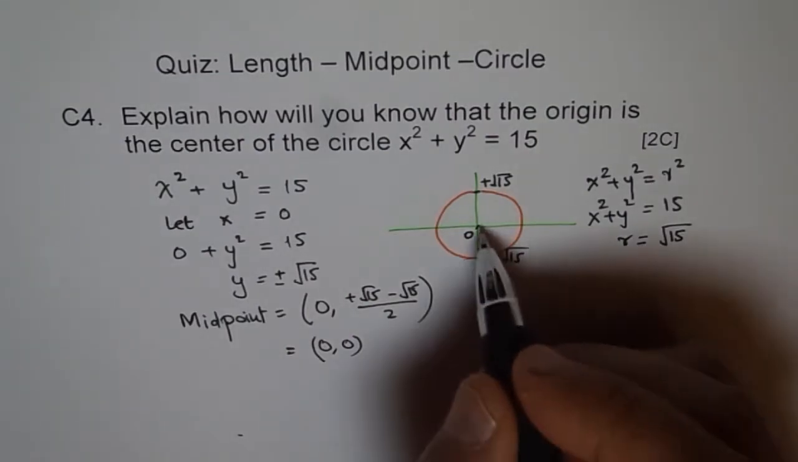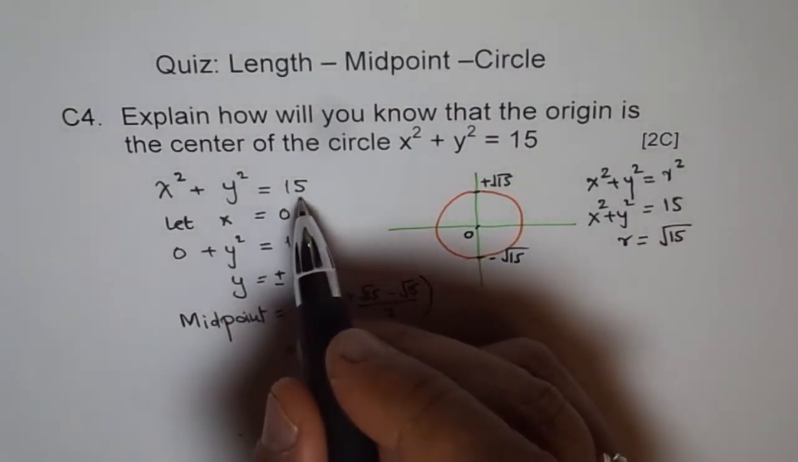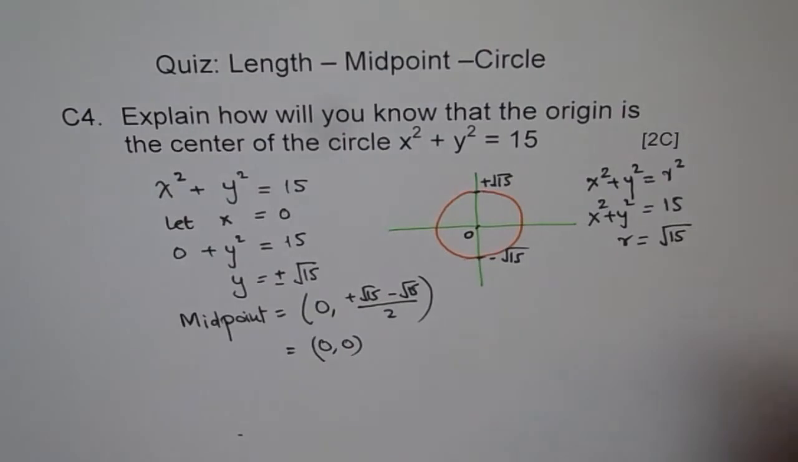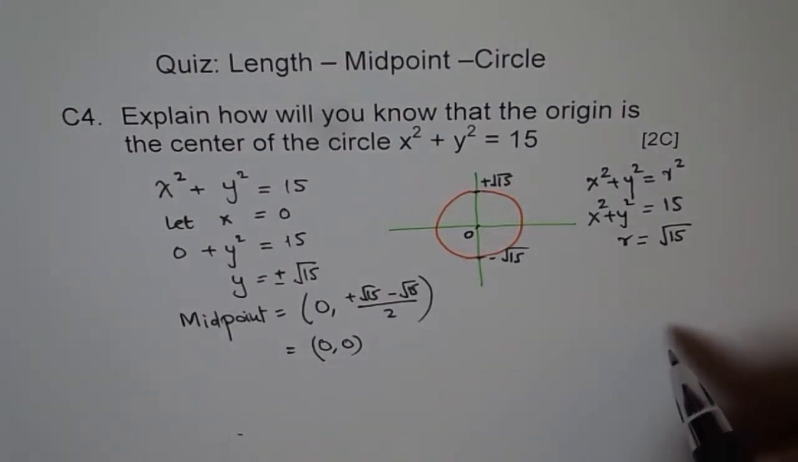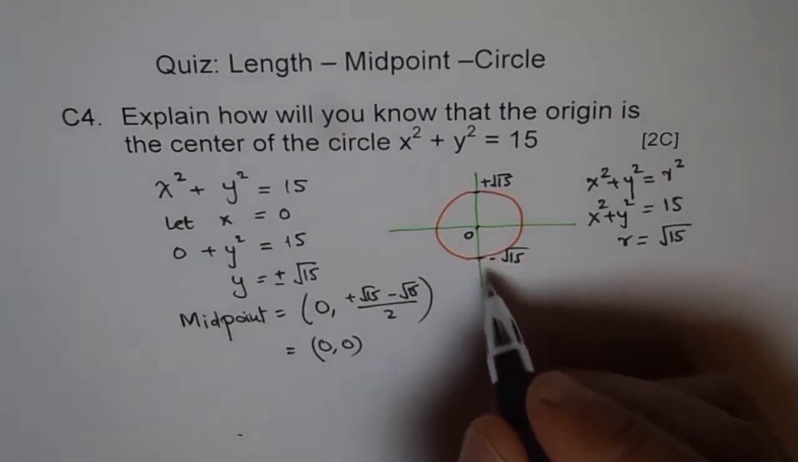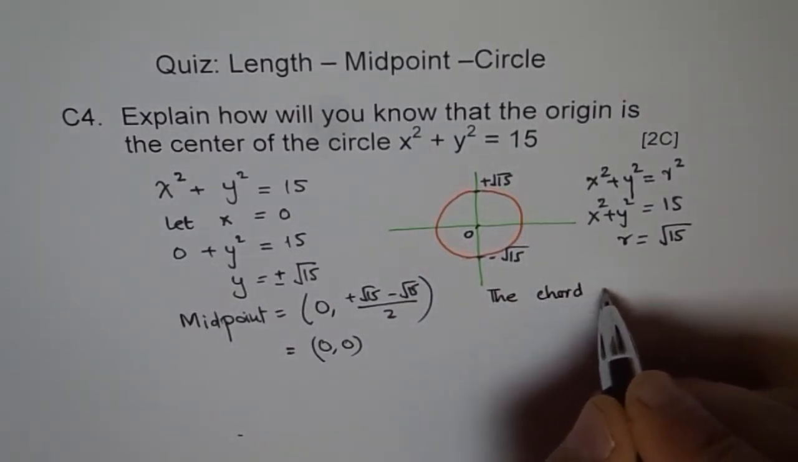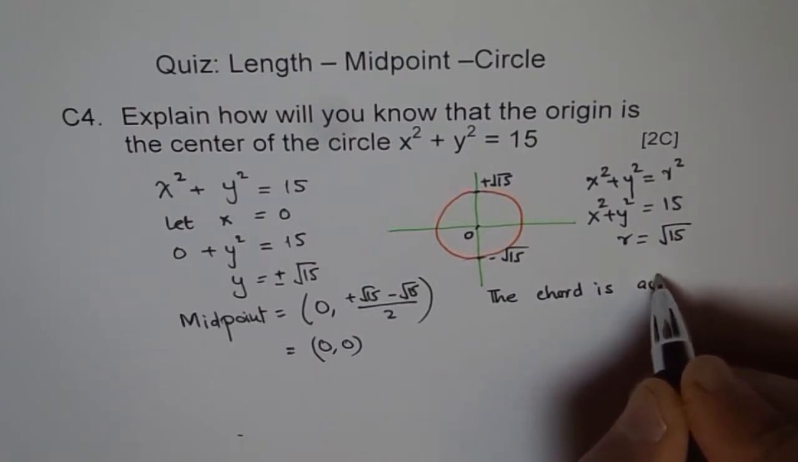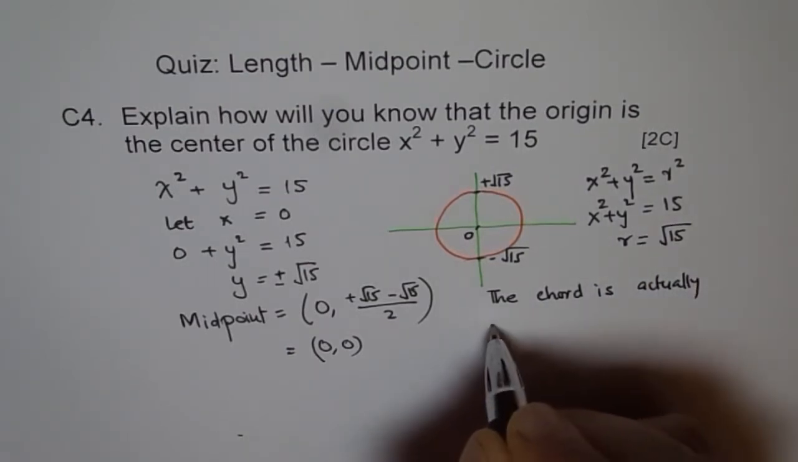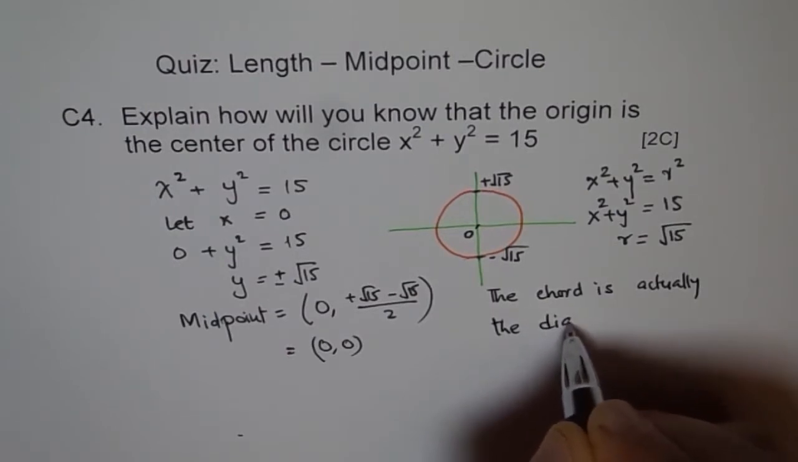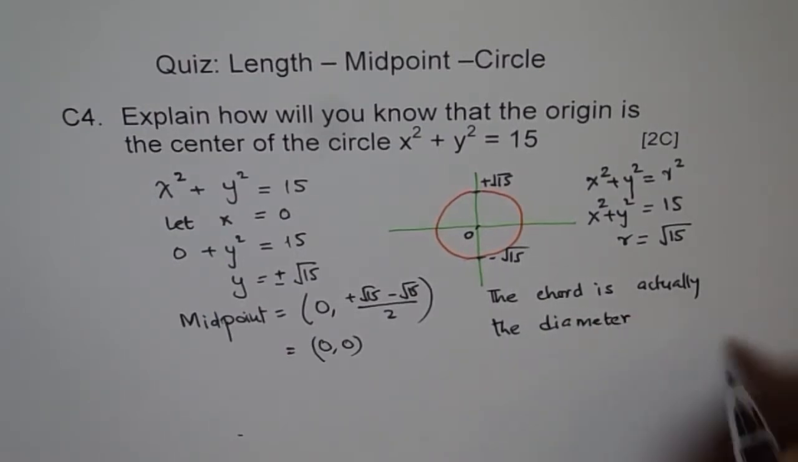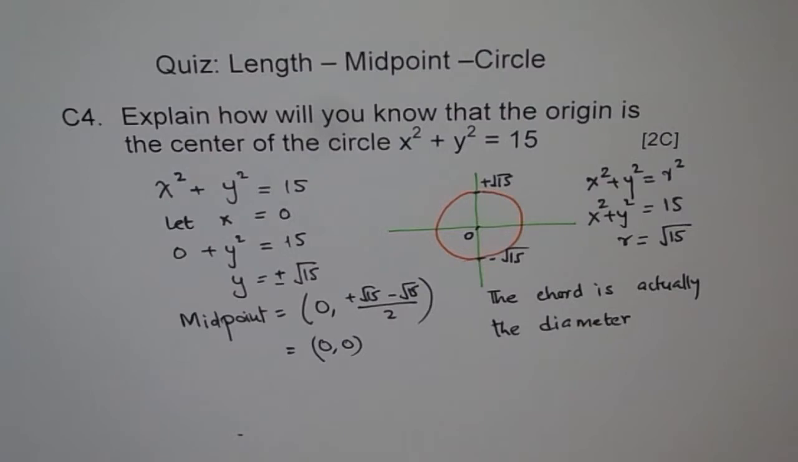Now here, I'm saying the midpoint of this segment is 0. What is the radius? The radius is square root of 15. Since the radius is square root of 15 and the circle also has radius of square root of 15, correct? That is important to say. This chord is the diameter, right? So we say the chord is actually the diameter. That is how we proved it, correct? So that is how we can show that 0, 0 is indeed the center of the circle.